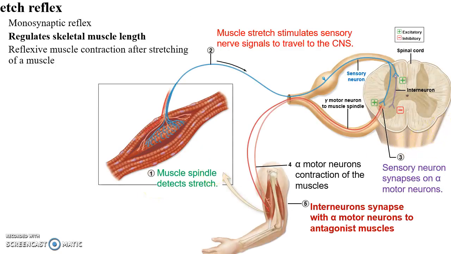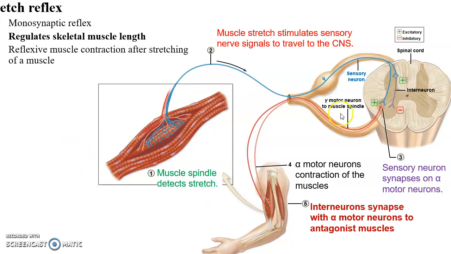All right. So as I mentioned with the stretch reflex, it's a monosynaptic reflex because the sensory neuron carries sensation from the muscle spindle that the muscle is stretched, sends that information straight to the spinal cord where it synapses with the alpha motor neuron in the anterior horn and carries that command down to the effector, to that muscle, causing the muscle to contract.